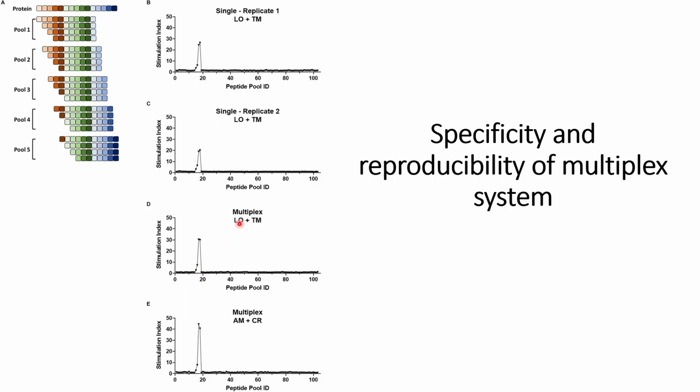After checking the LO plus TM multiplex signaling, they used the other fluorescence combination, AM plus CR. In that case also they saw a high stimulation index from the 12 to 24 peptide range. So this indicates that the reporters they have made for activated T cells are robust and give high reproducibility.